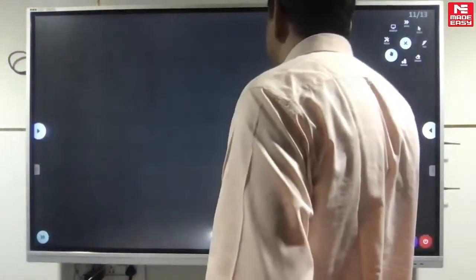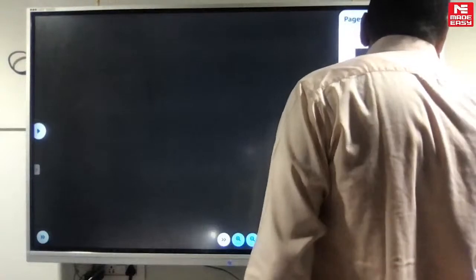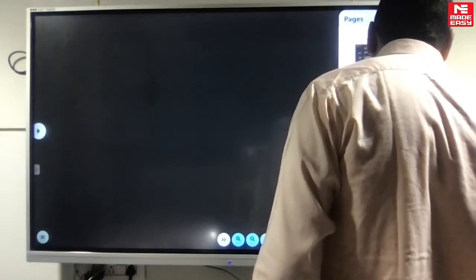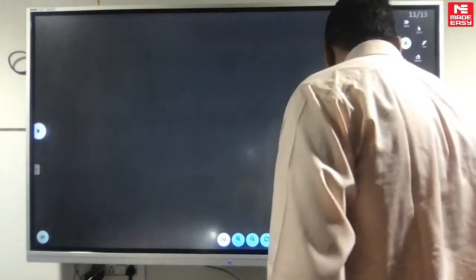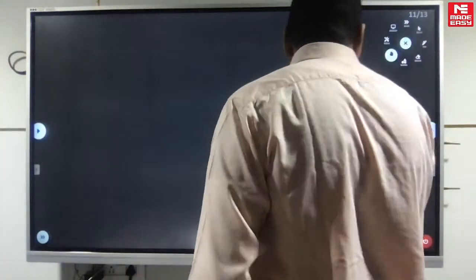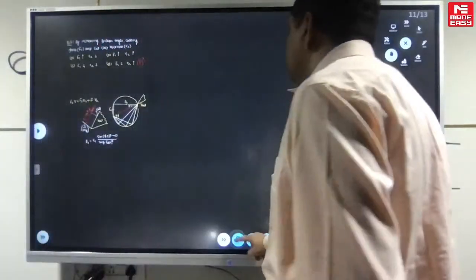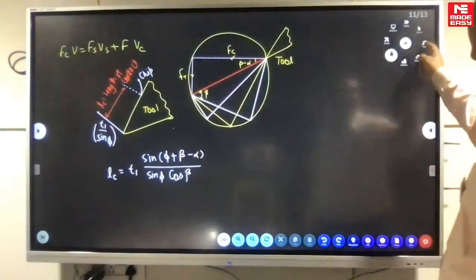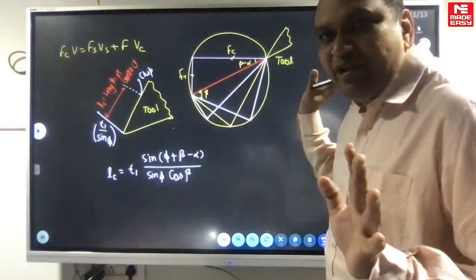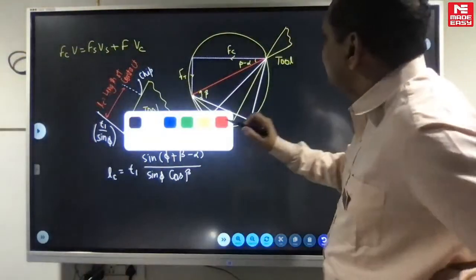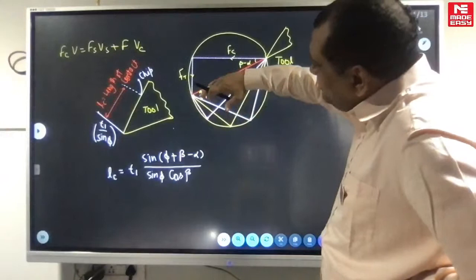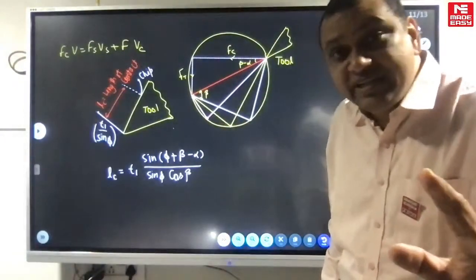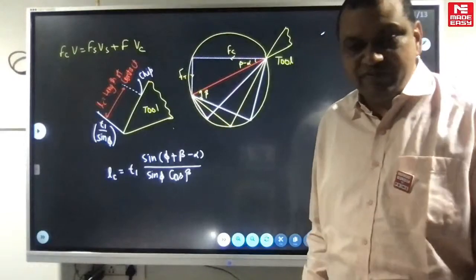So let us see. Now let us go to the merchant circle. Merchant circle we know very well. Let us change the color. This is the semicircle. This is another semicircle. N, F, C, F, T, all of us know very well. I will spend 2-3 minutes here. And with a cool head, you should see what I'm doing.